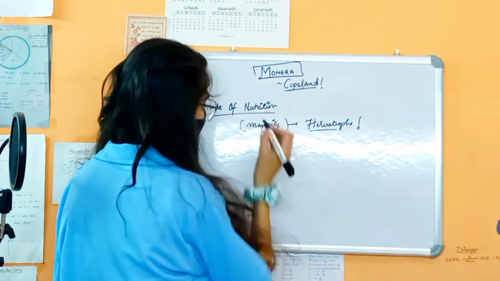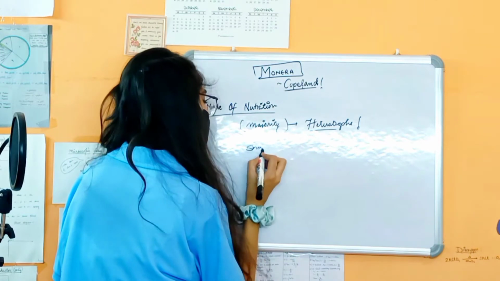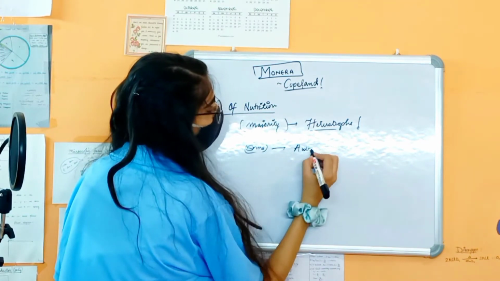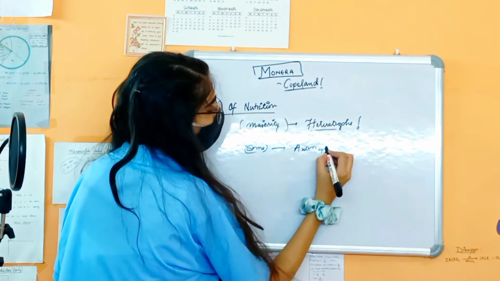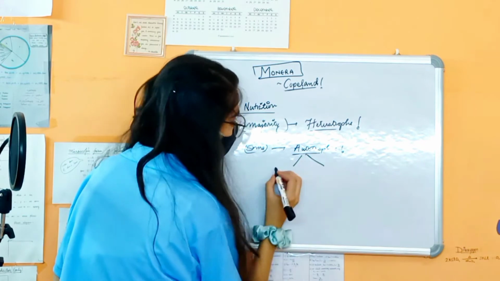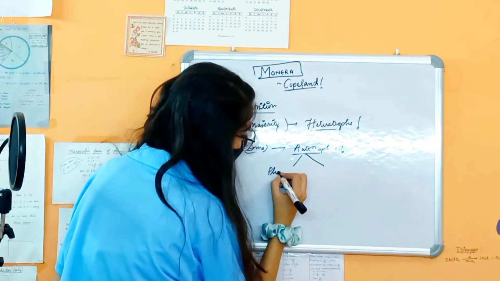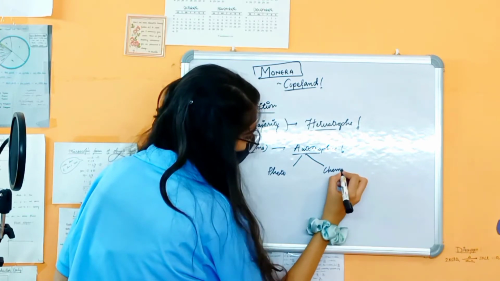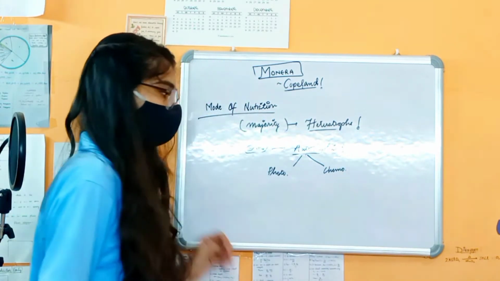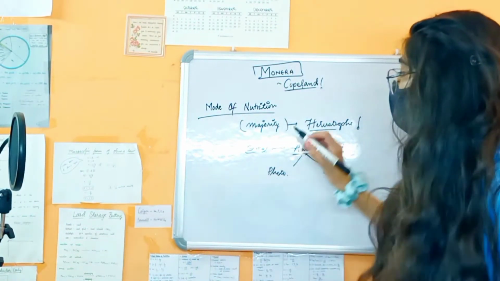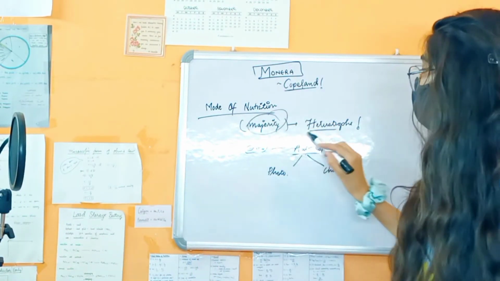And some are autotrophic, which can be photoautotrophic or chemoautotrophic. Just complete the words. Okay, so mode of nutrition, majority of the bacteria are heterotrophs.